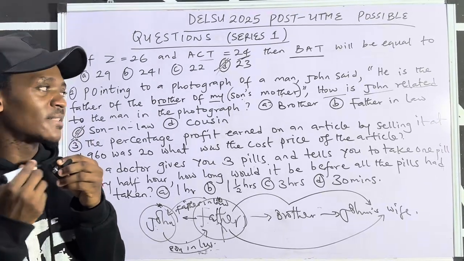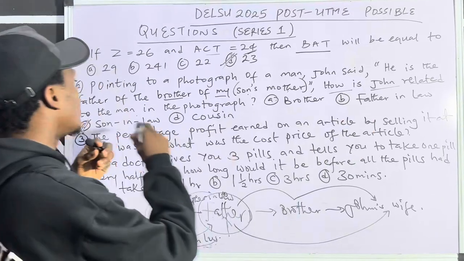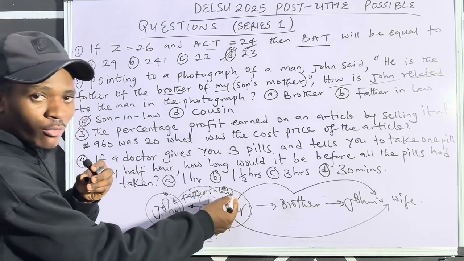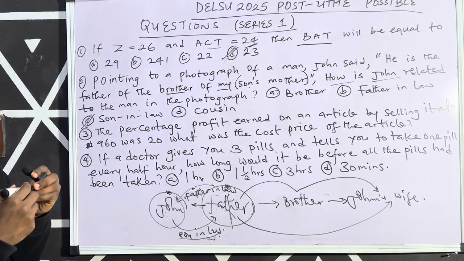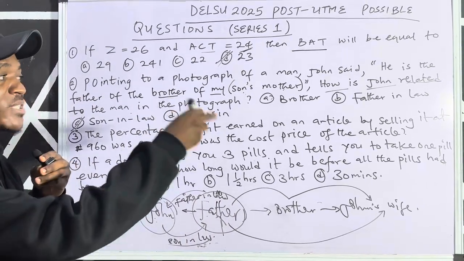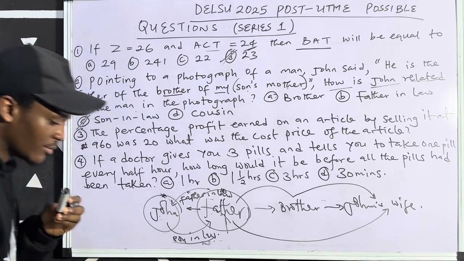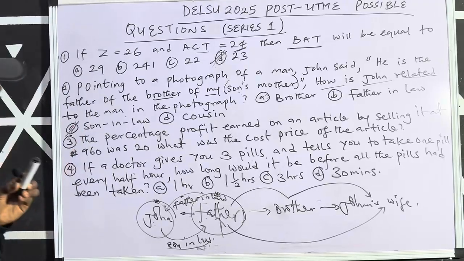Had they asked, how is the man related to John? Then the correct option would have been what? He is the father-in-law. So father-in-law will now become the answer. That's if the question was asked or twisted in that way. All right. So that's the answer to that question. Then let's look at question 3.